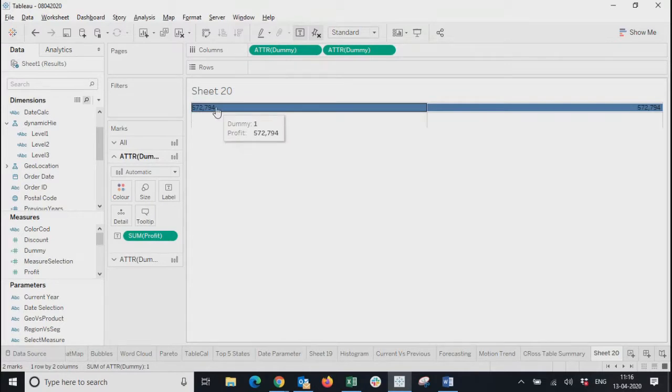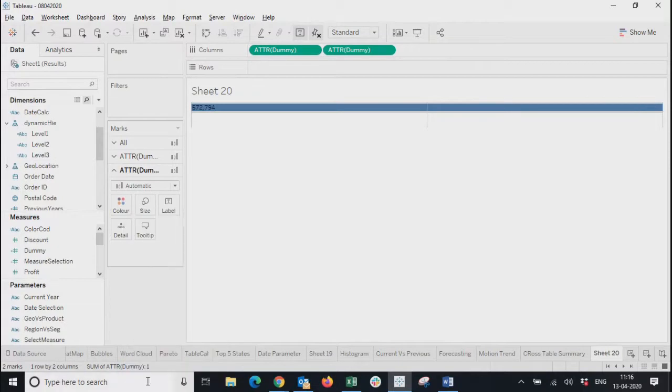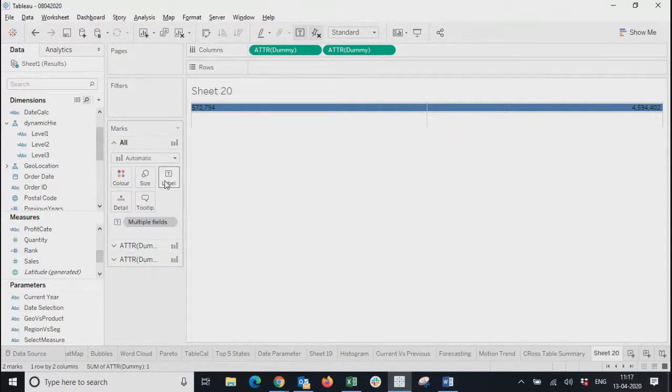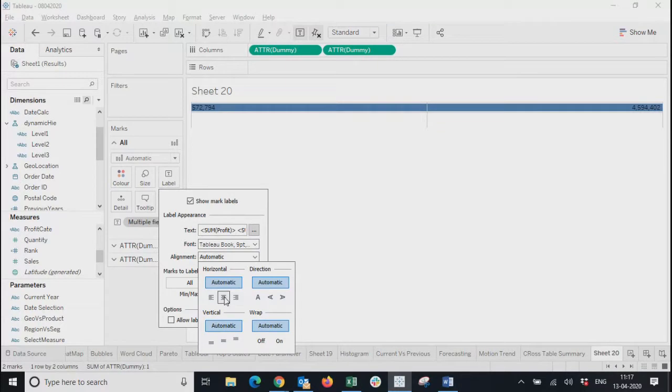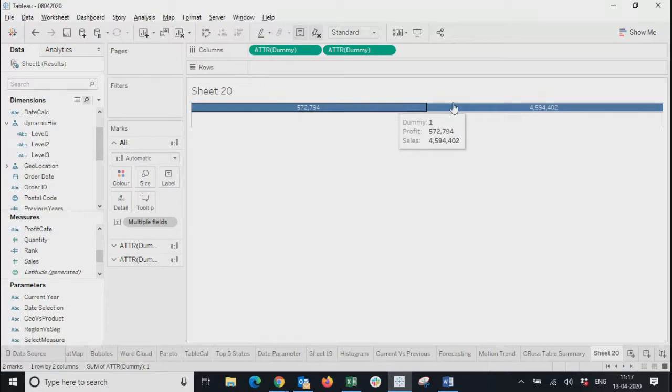So at one point we have profit, and this again is showing profit right now because I didn't fetch any measure on top of it. So I'll go ahead and select this first, remove the profit from here and drag sum of sales on labels. Right now the labels are not visible properly. So if you wish, you can change the color of the font. It will be visible. With that, let me do some arrangement like label alignment. I would like it to be center, middle, and color as white. Okay, so the numbers are visible properly now.